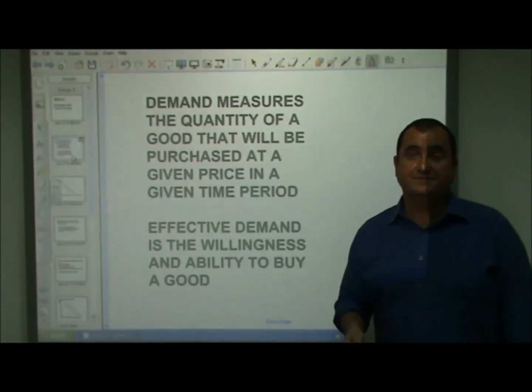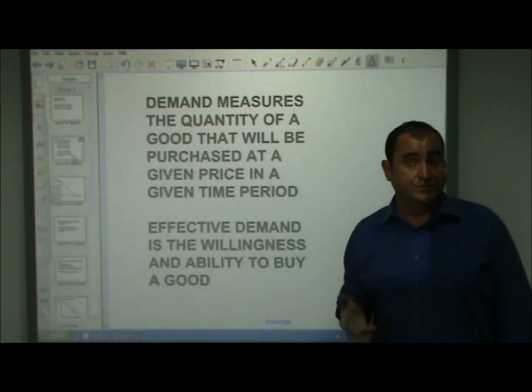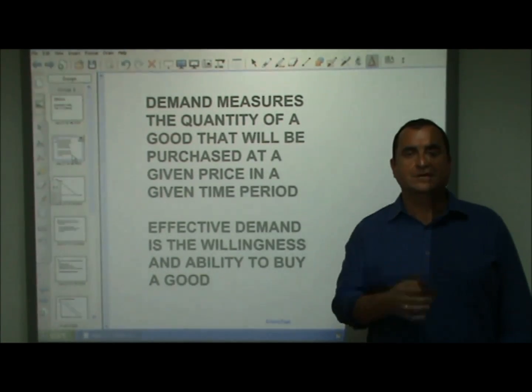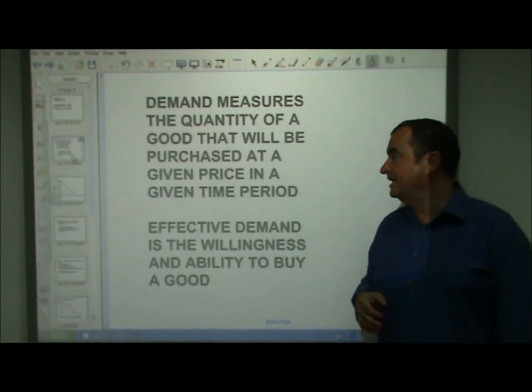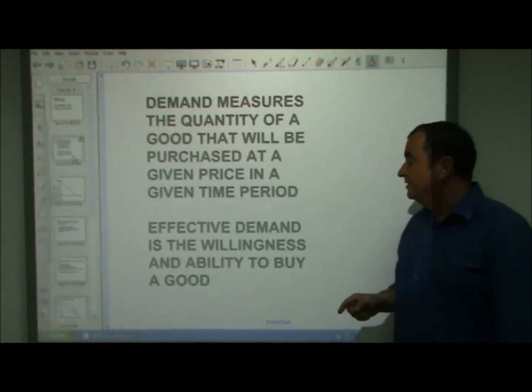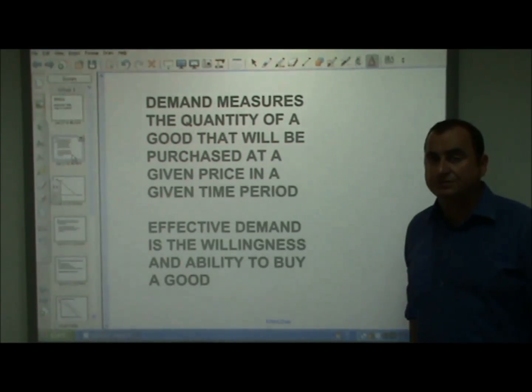We can talk about the demand for cakes in a particular bakery shop, or the demand for cakes across a whole country per year at a particular price. And that'll be a piece of statistical information. Now, note that effective demand is the willingness and ability to buy a good.